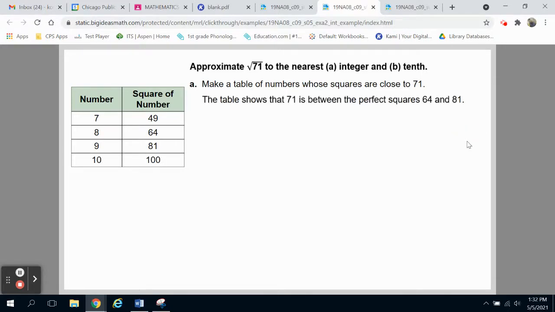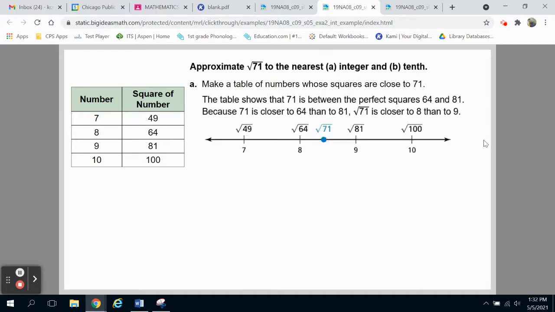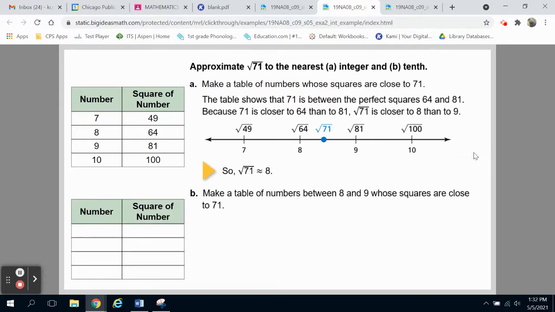So if we're looking at 71, 71 falls in between 64 and 81. Because 71 is closer to 64 than 81, the square root of 71 is closer to 8 than 9. So if we put it on a number line, it would be in between 8 and 9, a little bit closer to 8. So the square root of 71 is approximately 8, somewhere between 8 and 9.